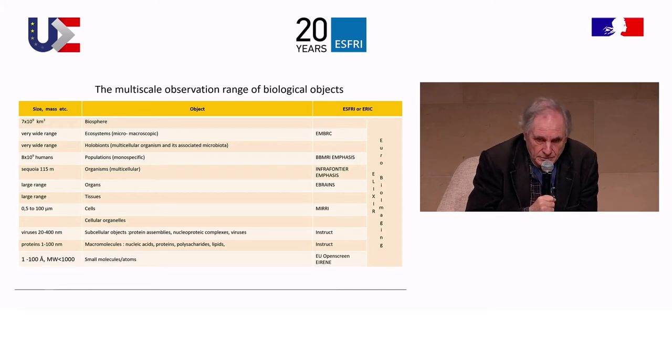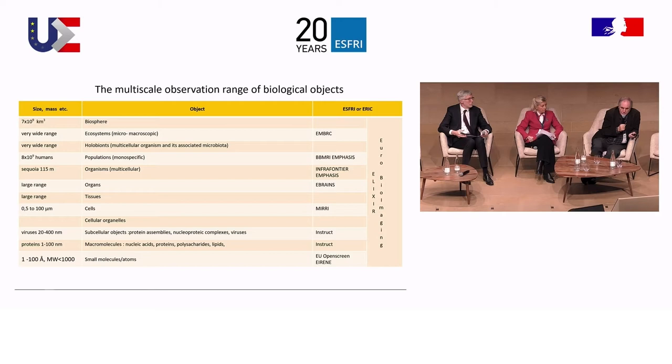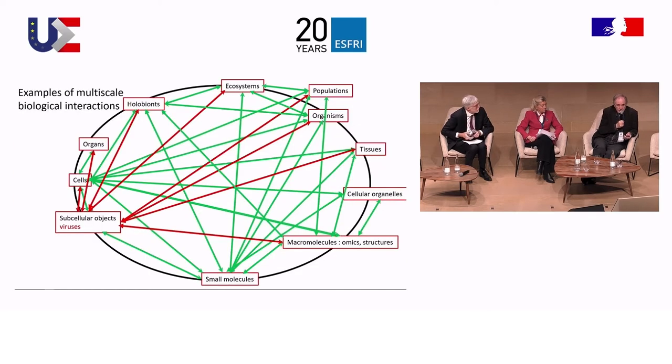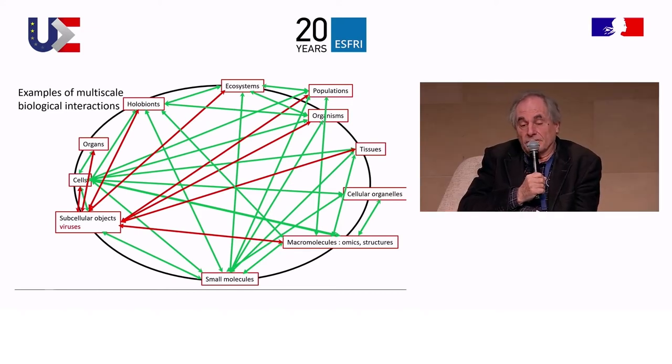Instruct is a very important one. But in other cases, in fact, especially for the macromolecules, you have in many cases infrastructures at the national level, but not at the international level. And the last thing I want to say is that those different observation levels are interconnected. For instance, if you take, in red, the viruses, they have effects on cells, on organs, on the ecosystem in general. And this is true, in fact, for most of the different objects that are being observed here.